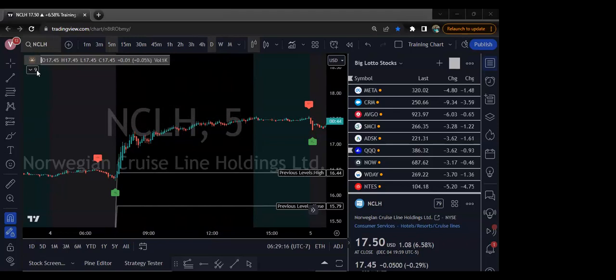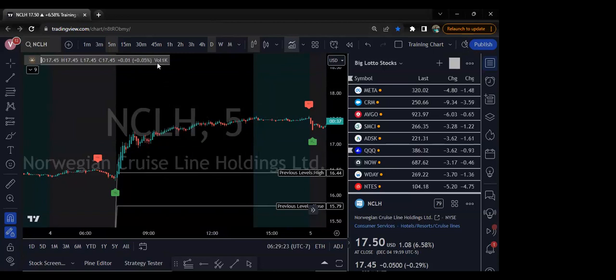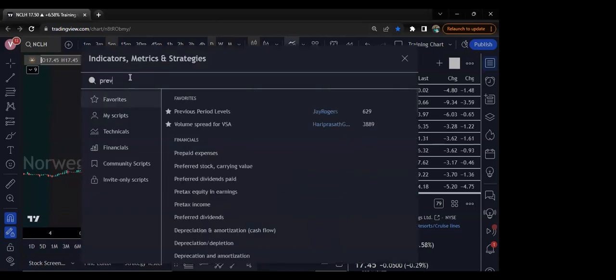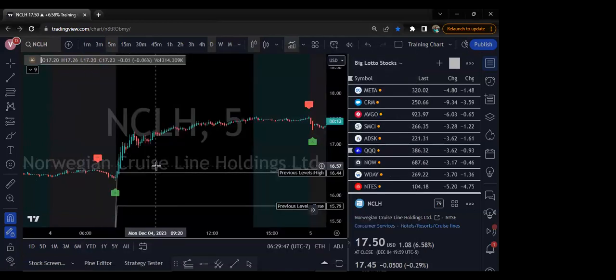So this one, I couldn't find the one I gave you guys. This one is called previous day. When you go to indicators, I couldn't find the one I'd given you because I didn't make it a favorite. It's this one, the previous period levels with J. Rogers. Now, that's an example of RH.